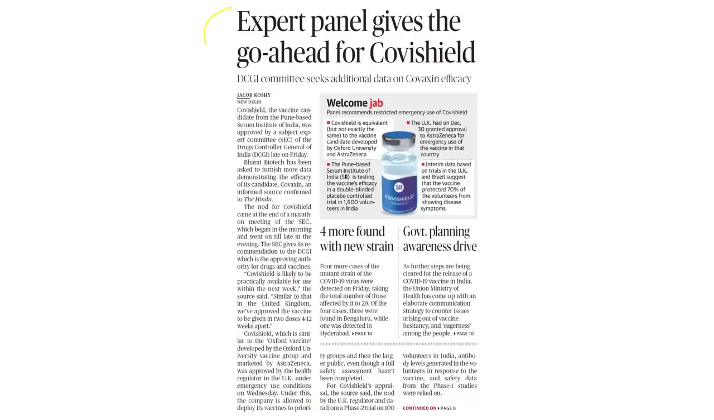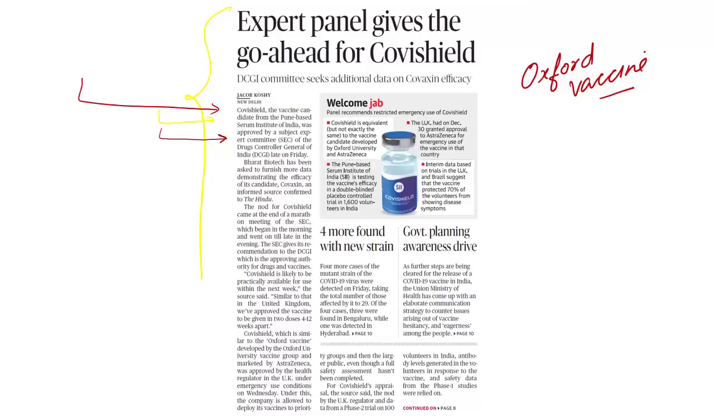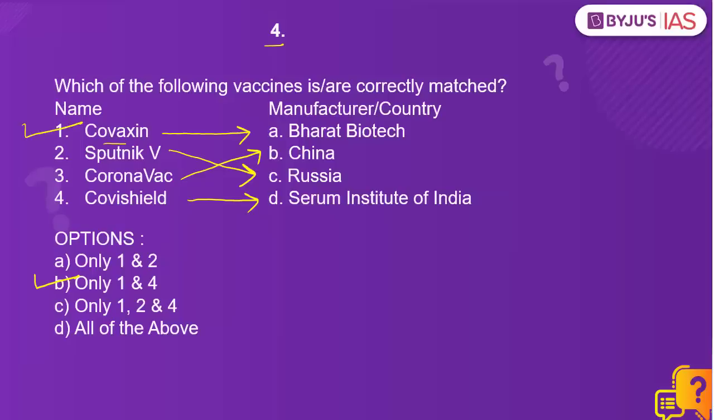Why? Let's look at the context. This Covishield, which is the vaccine developed by Serum Institute of India, is basically similar to the Oxford vaccine, and this Covishield is all set to become the first vaccine approved in India. Its use has been approved by a subject expert committee of the Drugs Controller General of India, because it is the Drugs Controller General of India which is responsible for approving drugs and vaccines. This vaccine, Covaxin, which is manufactured by Bharat Biotech, has been asked to furnish more data demonstrating the efficacy of Covaxin.